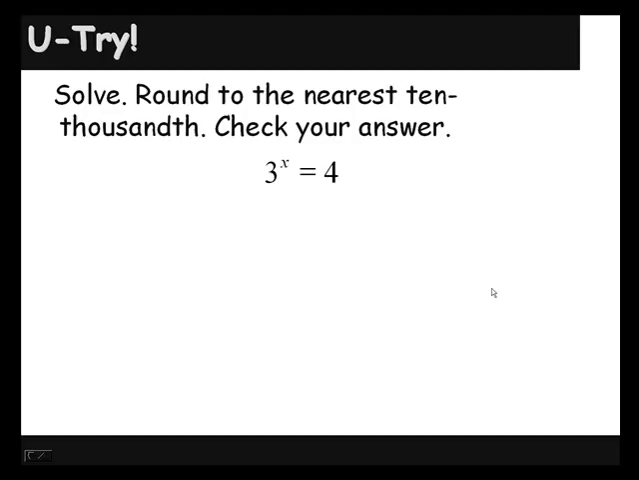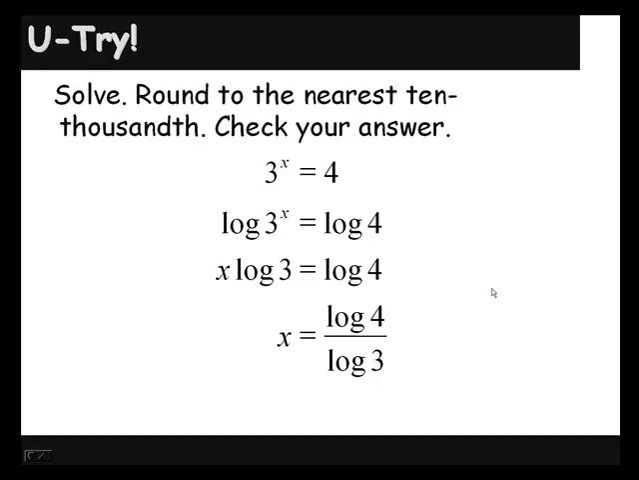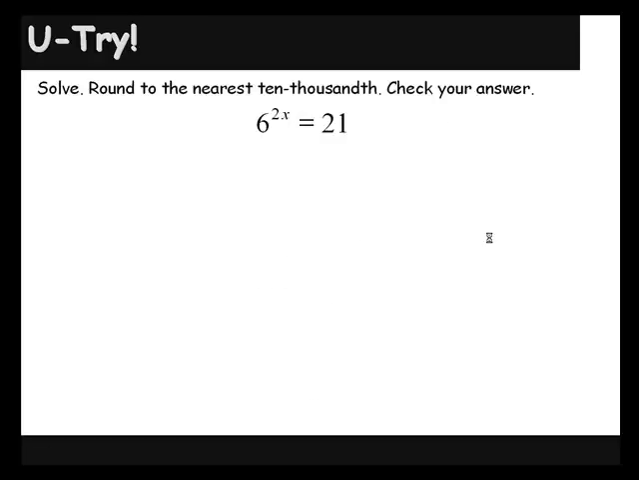Try one. Solve this, rounding to the nearest 10,000th, and try to check your answer. If we take the log of both sides, let the x fly to the front. x equals log 4 over log 3, which is approximately 1.2619. To check it, we would try 3 to the 1.2619 and see how close to 4 we are. We should be fairly close.